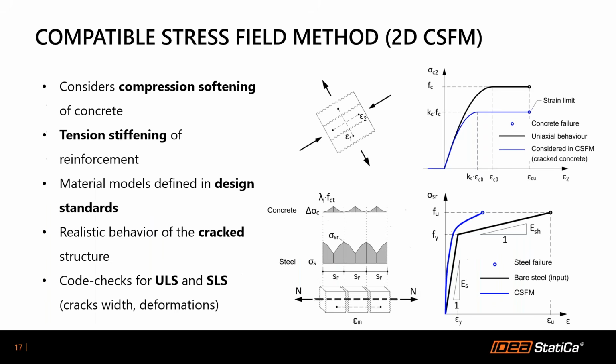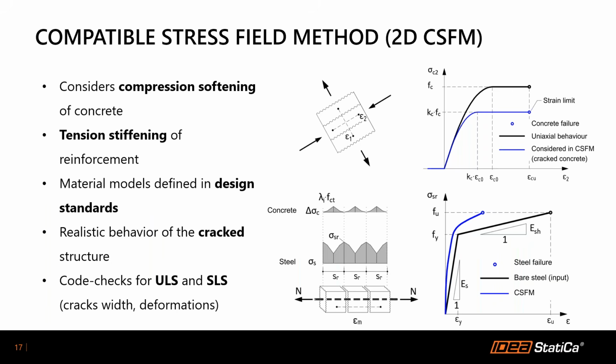The compatible stress field method considers compression softening of concrete. This is realized using a kc factor. We will talk a lot about this kc factor later during the practical example. The main thing is that we are reducing the compressive strength of concrete in the places where big transverse tensile strains are present in the structure.